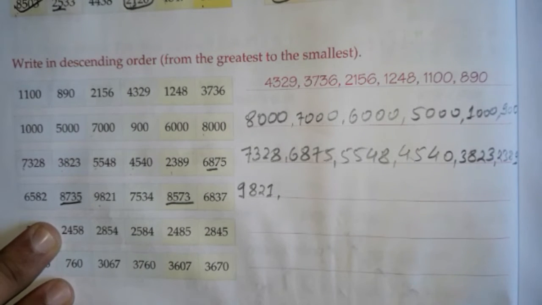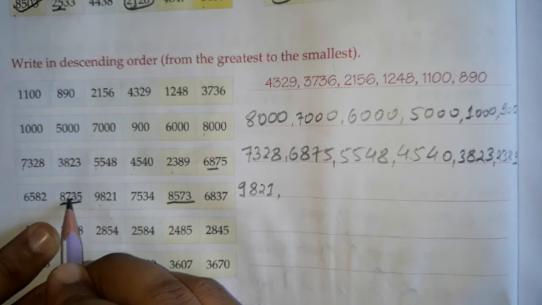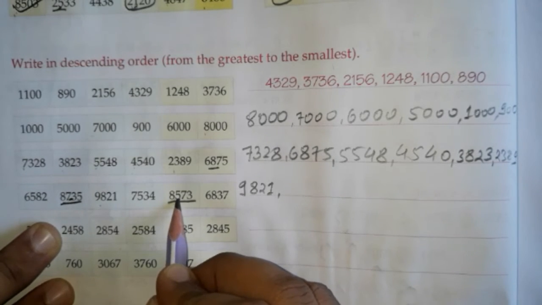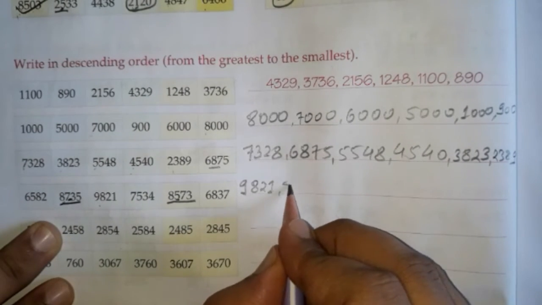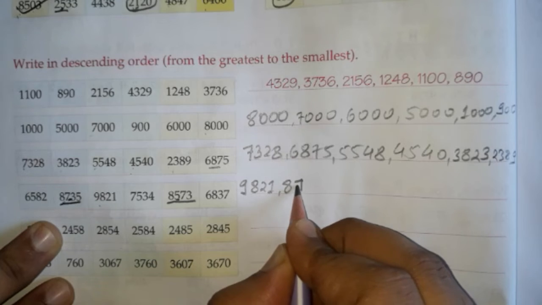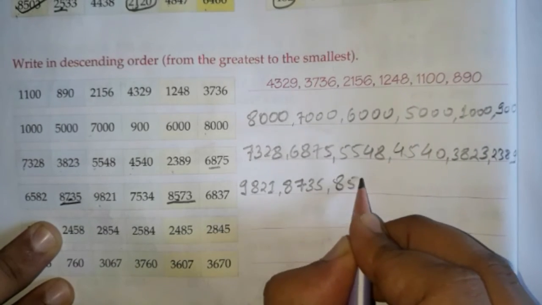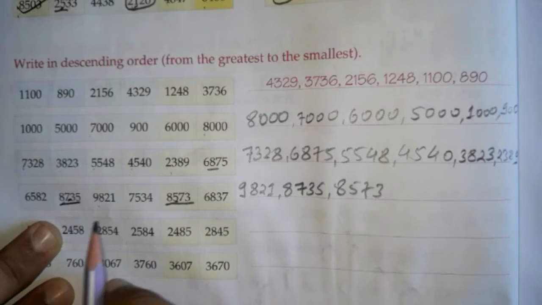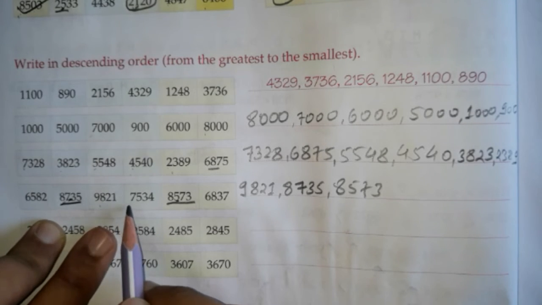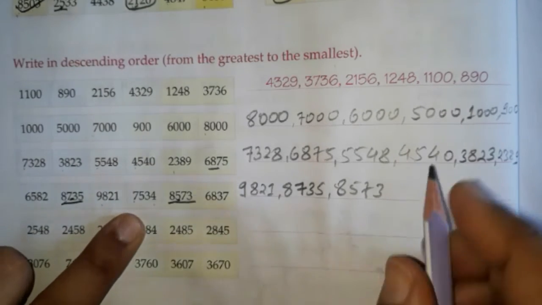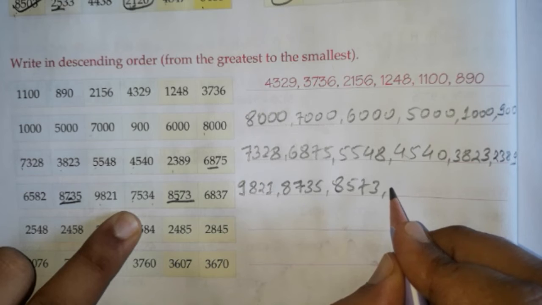Both numbers start with 8, so we'll go for the next digit, which is 7 here and 5 here. We know 7 is greater than 5. So the next number is 8735, and after that 8573. Now the number next to it will be 7534, greater than 7 but smaller than 8.